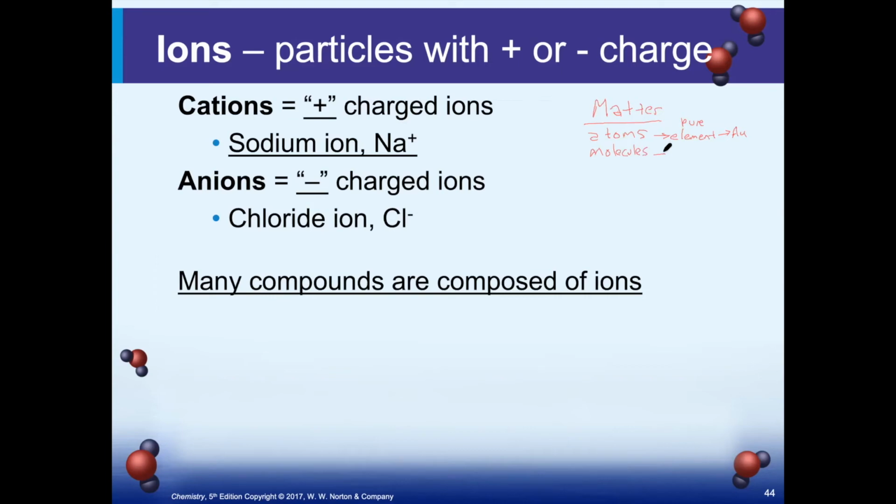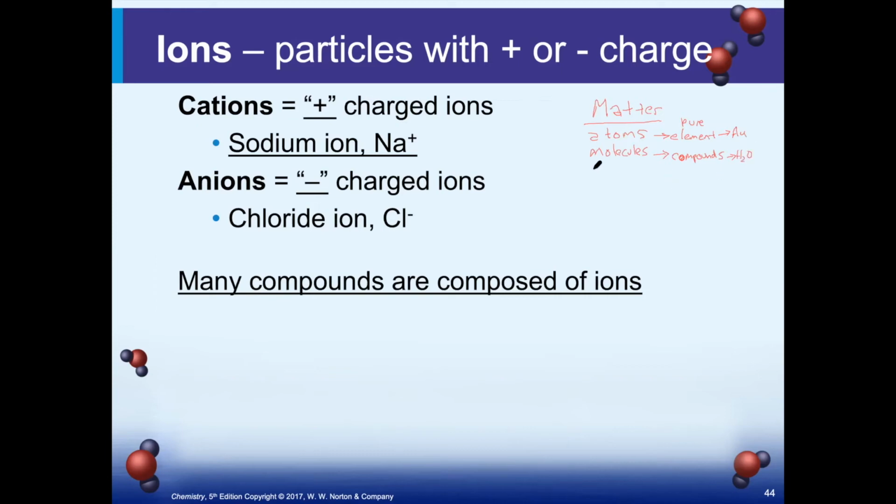Okay, and so the type of substance that would be composed of molecules would be a compound. So compounds, that looks like an A, that's really supposed to be an O. Compounds. And so an example of a compound would be water, H2O. Okay, so there are molecules of H2O.